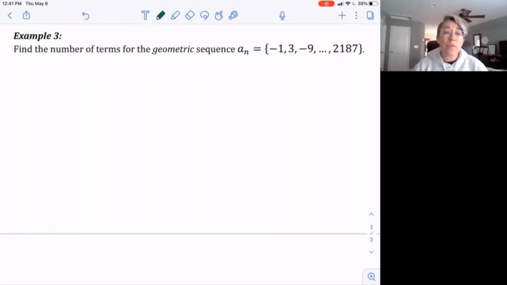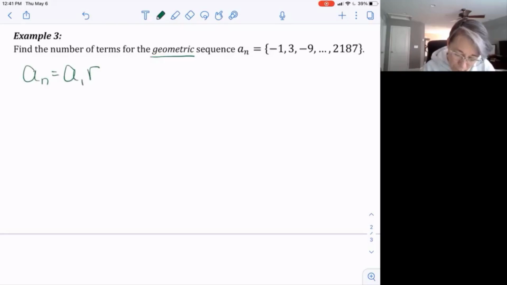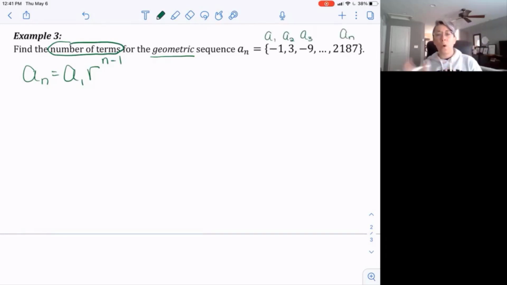Example 3, we're supposed to find the number of terms for a geometric sequence. So again, they're telling us it's geometric. That tells us that a sub n is our first term times some common ratio to the n minus 1. And this time, instead of giving us 2 points, they're giving us this sequence. And again, it's not just finding the formula, they want to know how many terms. So they gave us the first term, the second term, the third term, but they're saying this is a finite sequence and they want to know what is n.